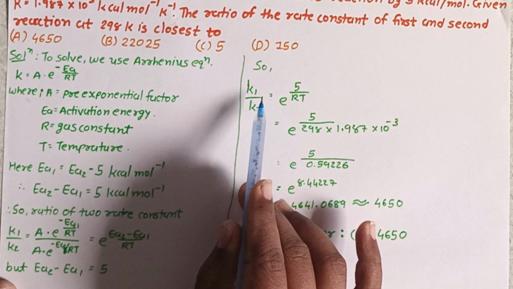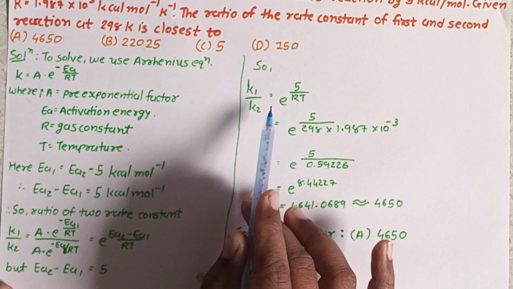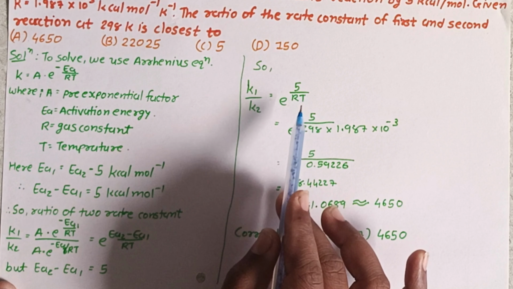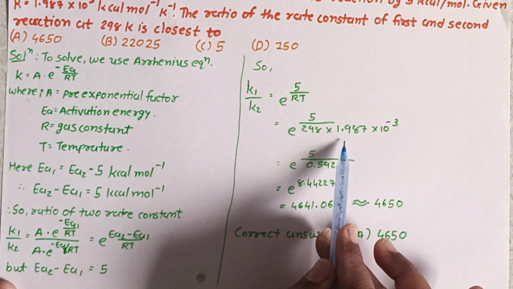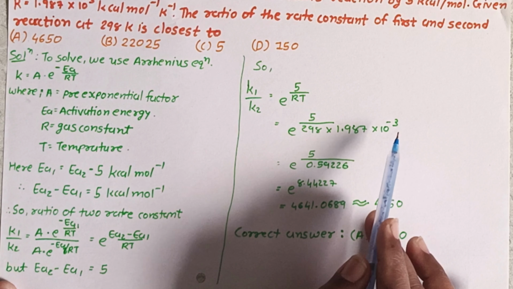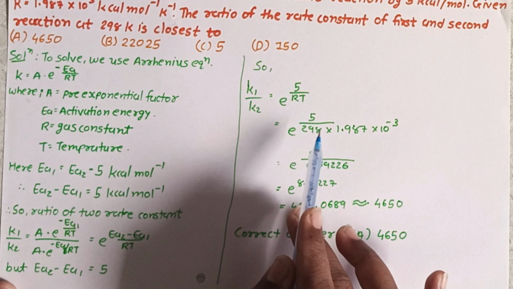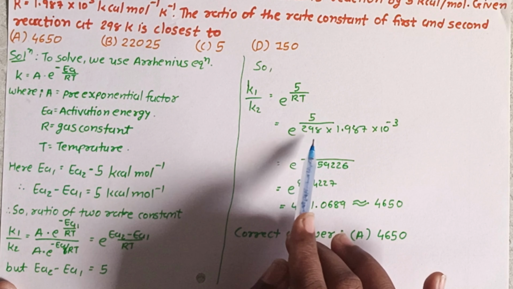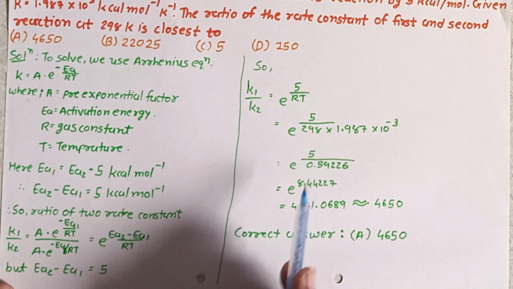So the rate constant ratio K1 upon K2 is equal to e raised to 5 upon RT, where R is equal to 1.987 × 10^-3 and temperature T is equal to 298 Kelvin.